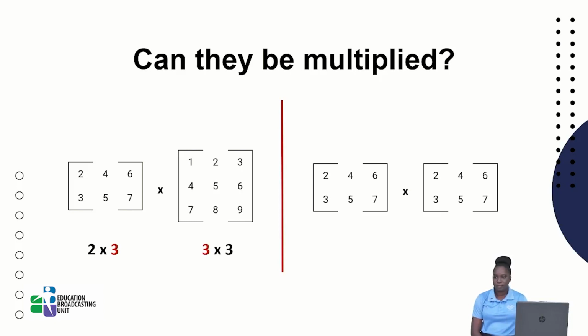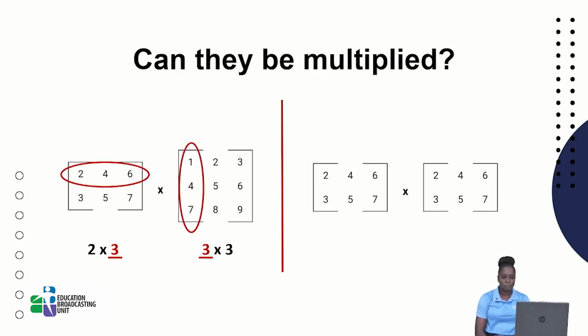The next matrix is a 3 by 3 matrix, 3 rows, 3 columns. And when we look at the number of columns in the first matrix and the number of rows in the second matrix, we'll notice that those numbers match. And so this would therefore mean that these matrices are compatible. They can be multiplied.